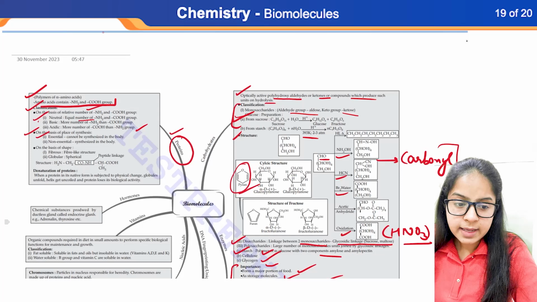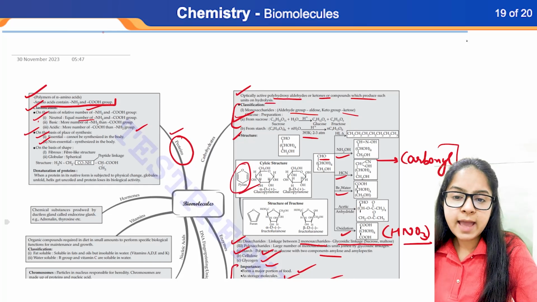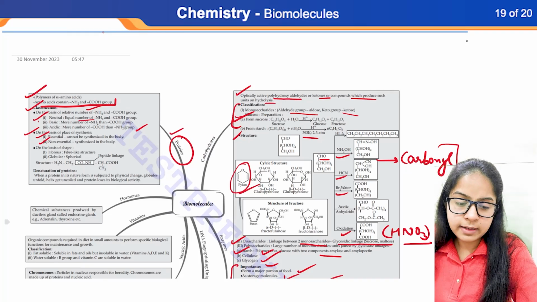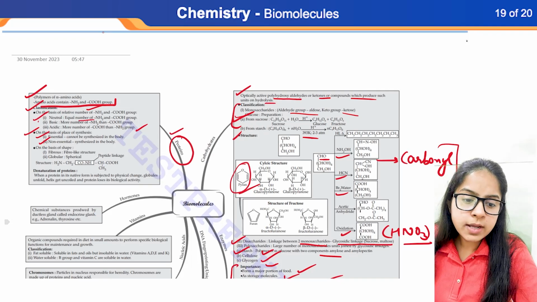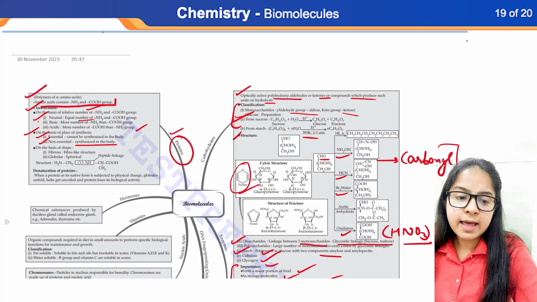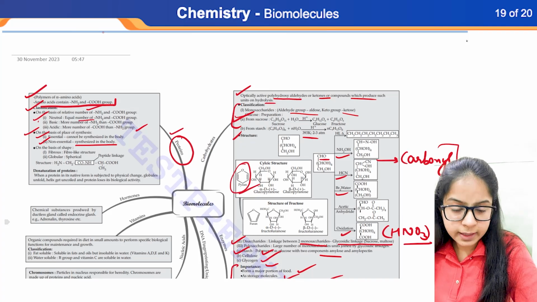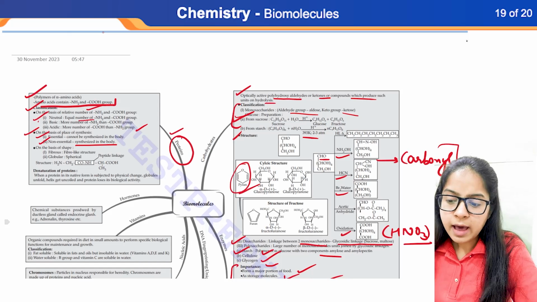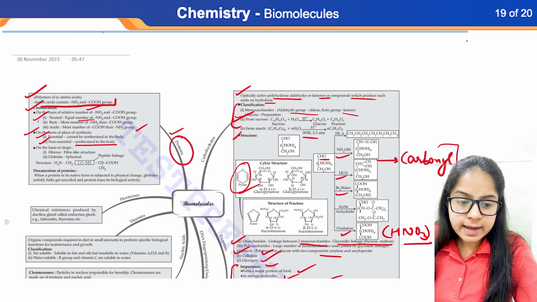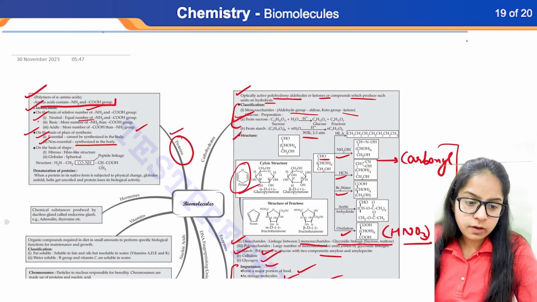So there are essential amino acids and the non-essential amino acids. Essential amino acids cannot be synthesized in the body and they need to be present in our diet. That is the essential amino acid. And the non-essential amino acid can be synthesized by the body, and it need not be provided from outside. Okay.